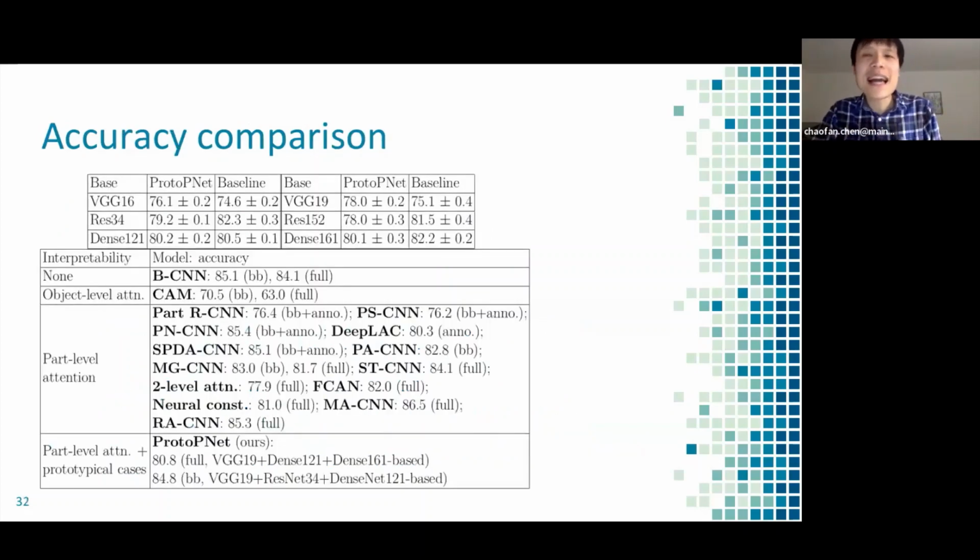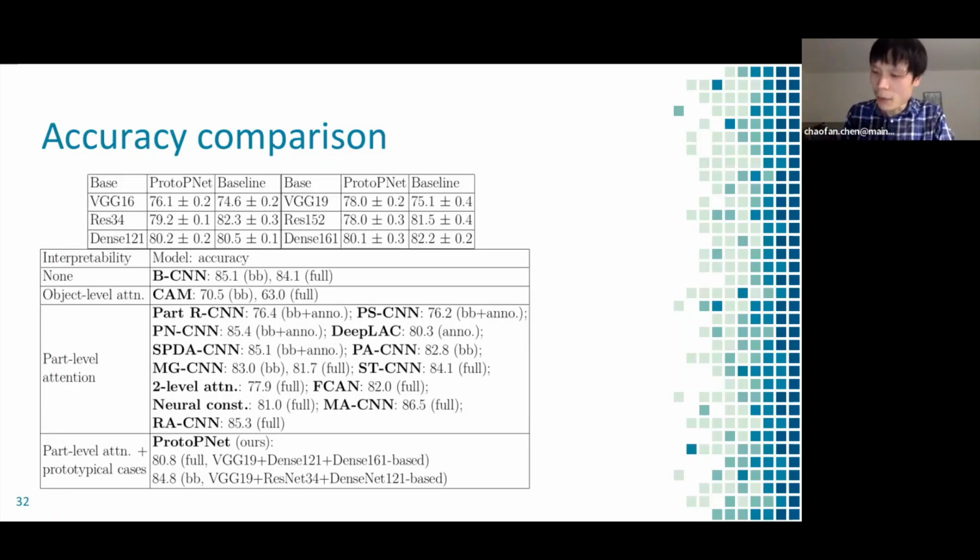And this slide shows the accuracy comparison of our proto-PNet model with the analogous non-interpretable counterparts and with attention-based interpretable models. So the top table here compares our proto-PNets with the baseline models, for various base architectures. As you can see, by introducing this prototype layer and forcing this latent structure, this feature learning, the accuracy does not change too much. We don't have too much decrease in accuracy. And in some cases, the accuracy actually improved over the baseline.